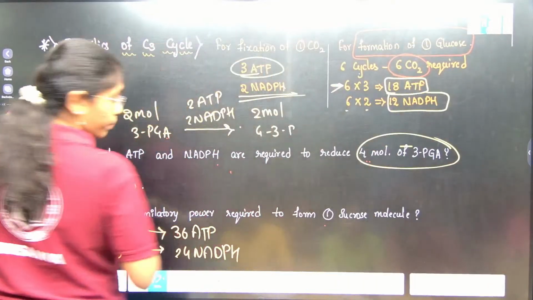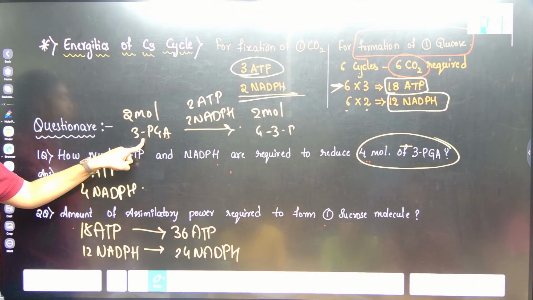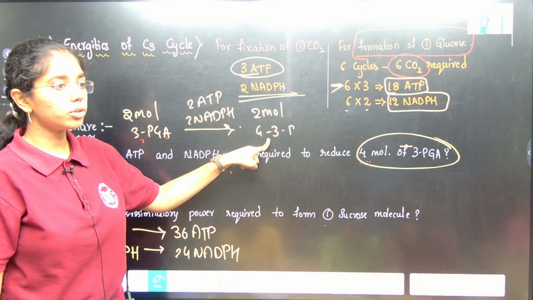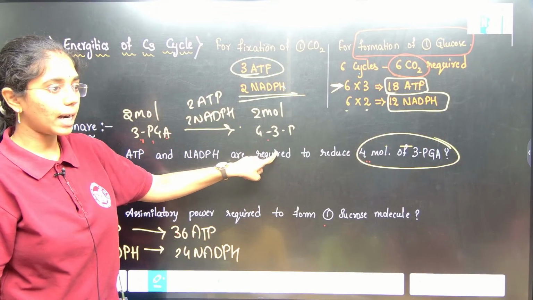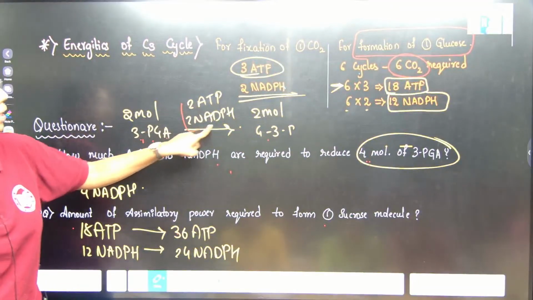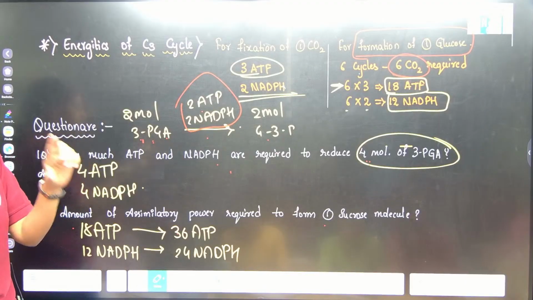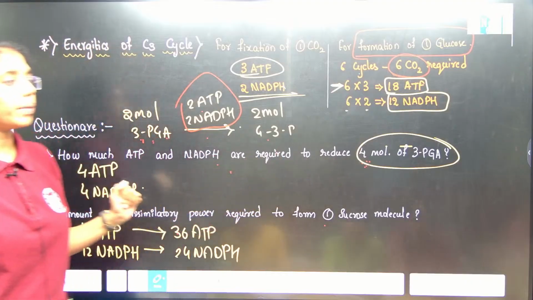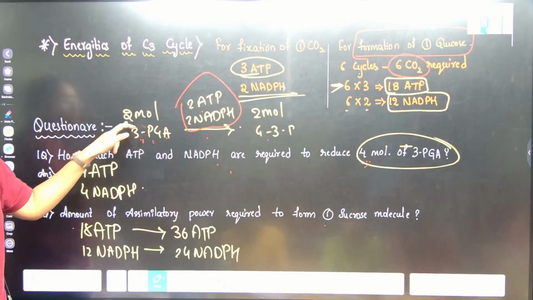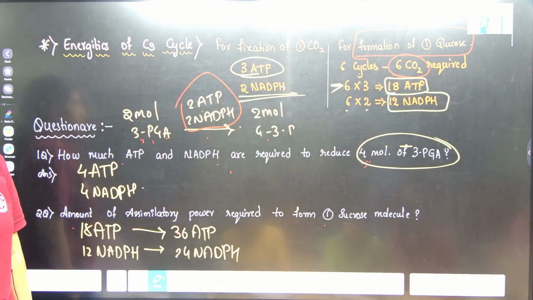In the reduction step, for one carbon dioxide fixation, how many molecules of G3P are formed? 2 molecules of G3P. They will get reduced from 2 molecules of phosphoglyceric acid to glyceraldehyde 3-phosphate. How much ATP and NADPH are required? 2 ATP and 2 NADPH. He is only asking you about that one step. To reduce 4 molecules of G3P, how much ATP and NADPH are required? For 2 it is 2, for 4 it will be 4. Okay.